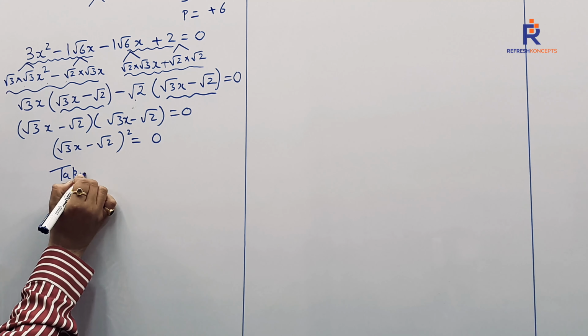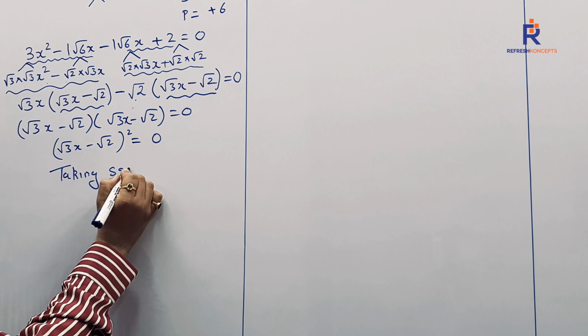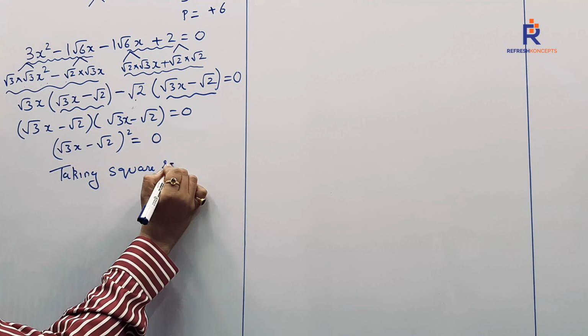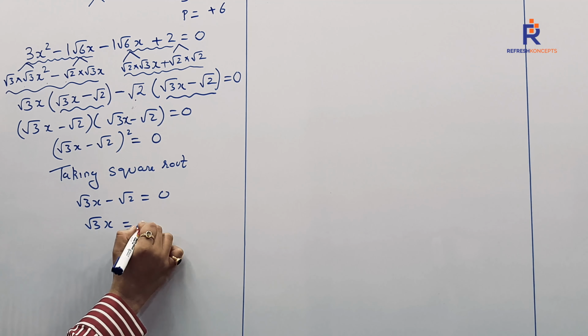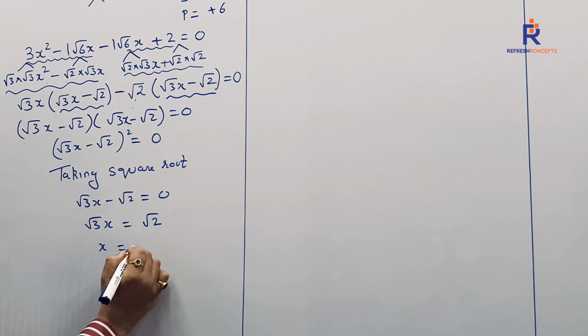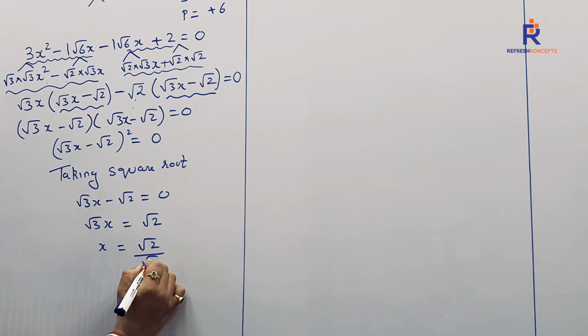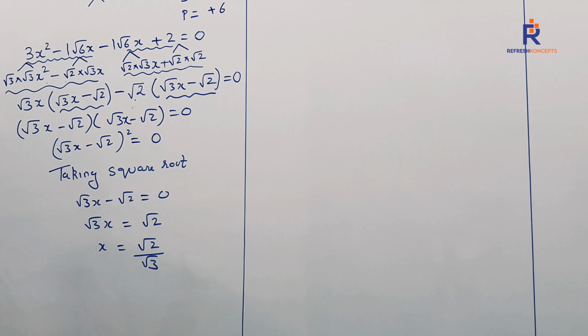Taking square root, I'll get root 3x minus root 2 is 0. Root 3x is root 2. X is root 2 by root 3. How can a quadratic equation have only one root? A quadratic equation always has two roots. Yes, there are two roots in fact.